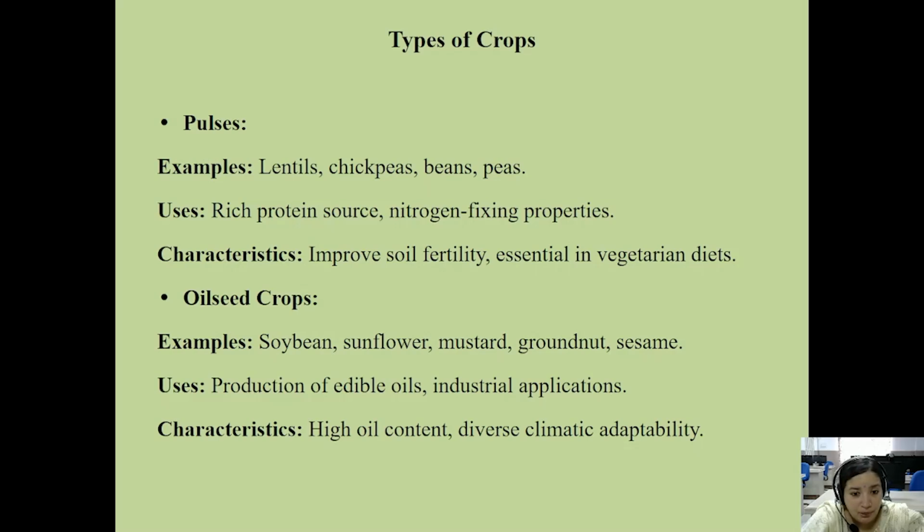For the production of edible oils, we are growing soybean seeds in our farmland. And for industrial applications, we are also growing oil seeds in our farmland. That is the production of edible oils and industrial applications of oil seed crops. Soybean is here, sunflower is here, mustard is here, groundnut is here, sesame is here. And the characteristics are high oil content and diverse climatic adaptability.